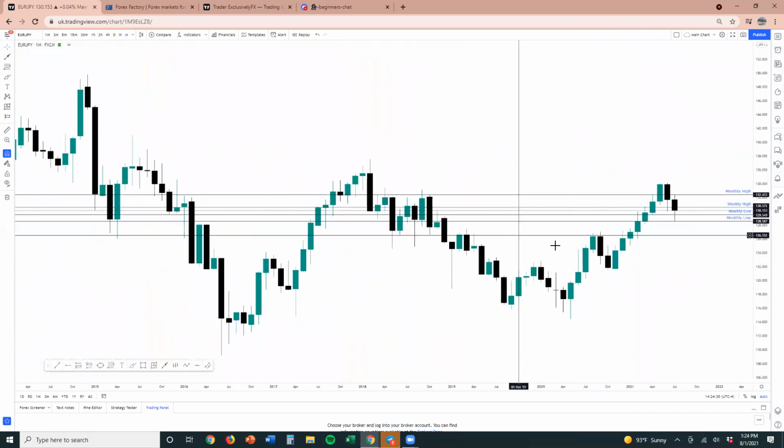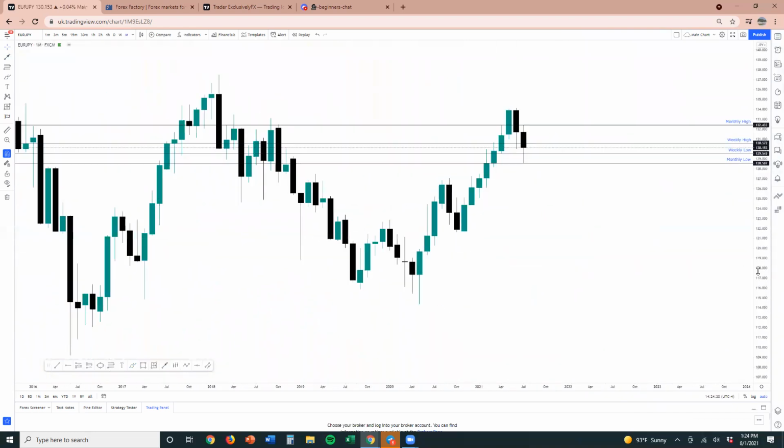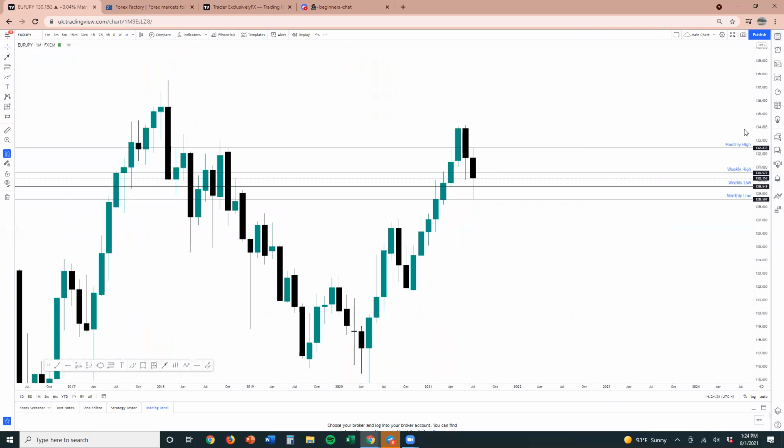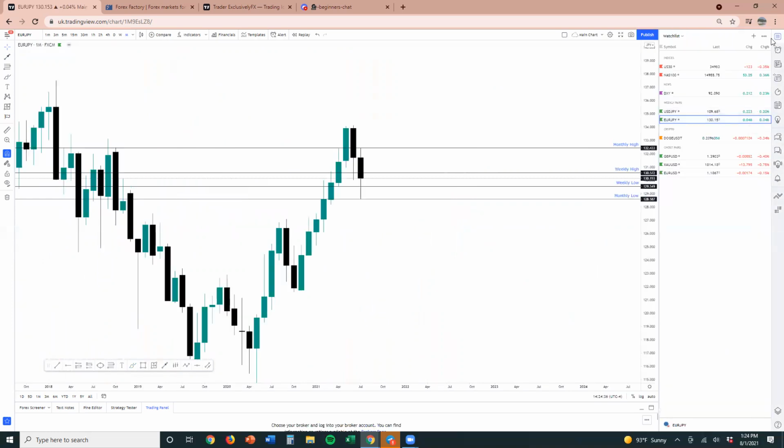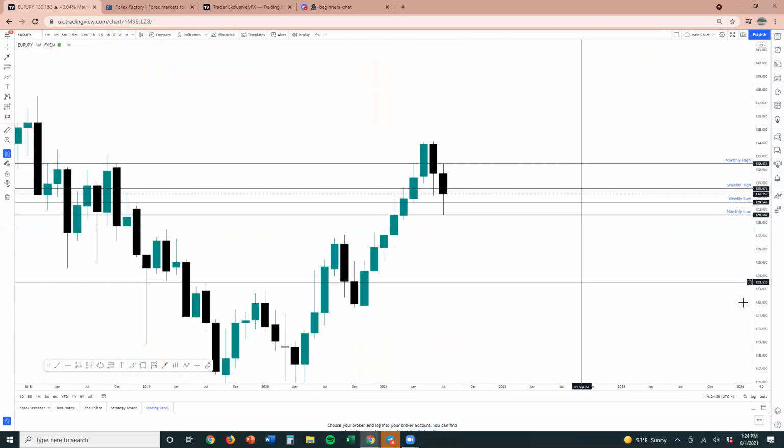I don't know why I like this pair, but I'd be losing. I feel you. I feel you. Do you trade USD JPY too? Yeah. Yeah, they're exactly confluent with each other. Same exact pair.